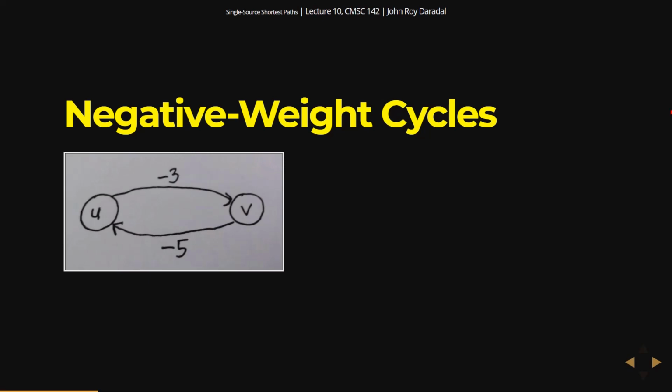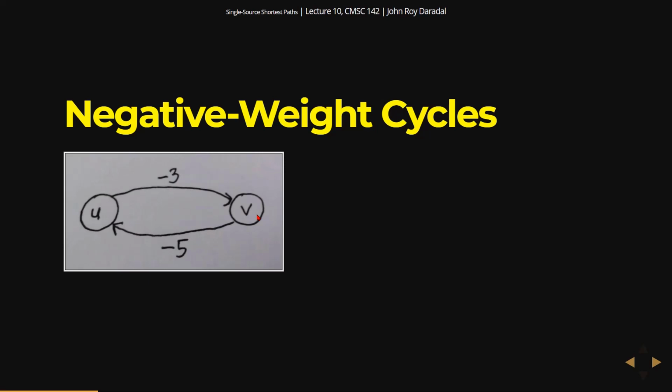Now, if edge weights could be negative, then negative weight cycles could exist. So one example of a negative weight cycle could be like this. Now, why is this problematic? Because if this is a cycle, from U to V, it's negative 3. From V to U, it's negative 5. So that's a total of negative 8. And then if you take U to V again, it would be minus 3 again. So negative 11, and then minus 5, negative 16, negative 19, negative 24, negative 27, and so on.